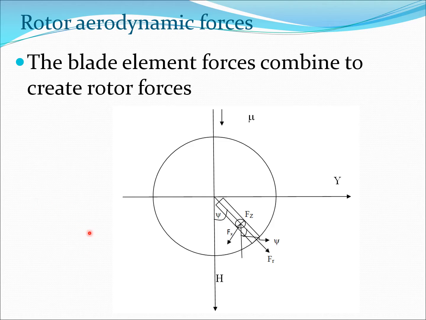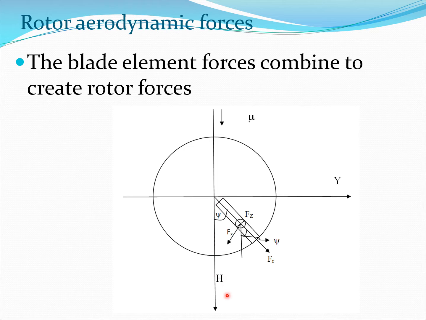Now when we look at the rotor, we have derived expressions for the forces which act at any blade section, and we have named these forces as Fz, which is vertical, Fx, which is like a drag force, and Fr, which is a radial force. And now we look at the entire rotor as a system and try to get expressions for the forces which act on the entire rotor. So we are going to see a couple of forces.